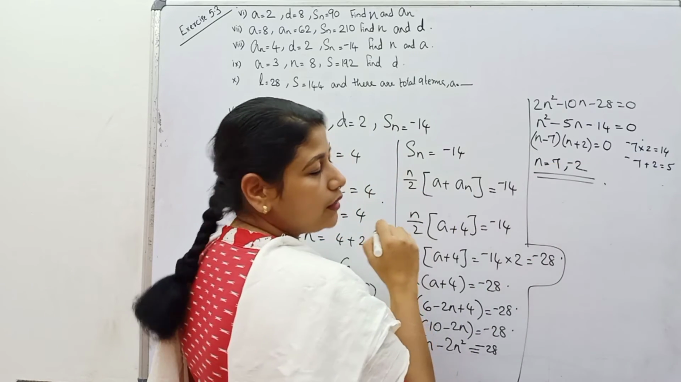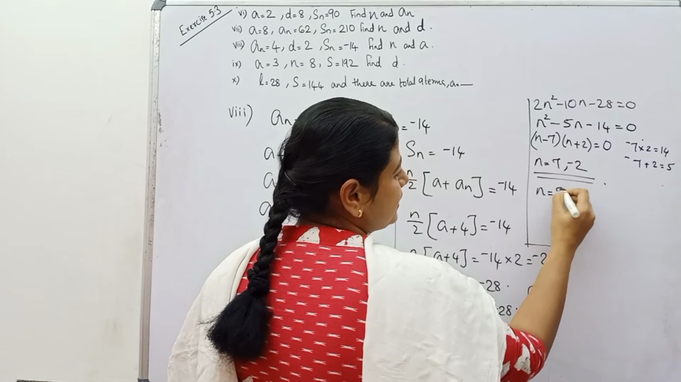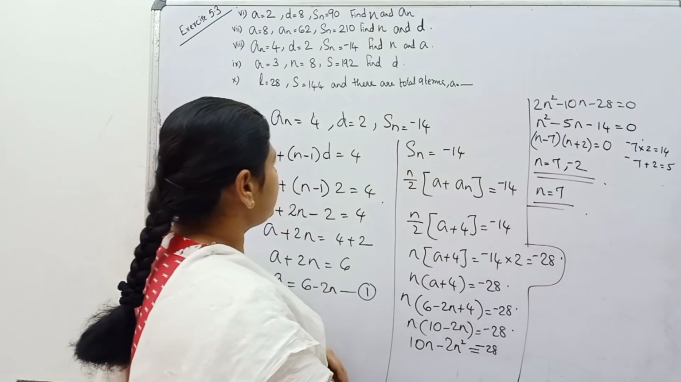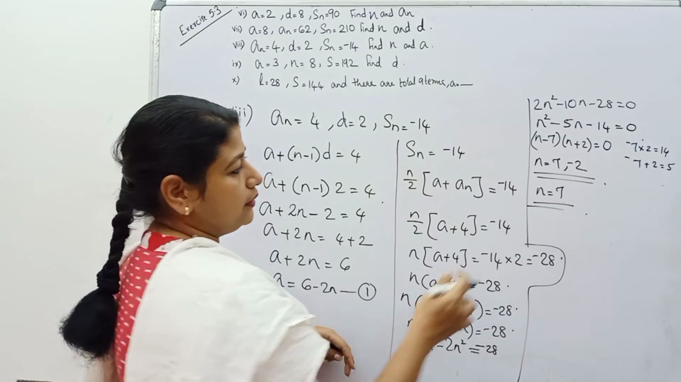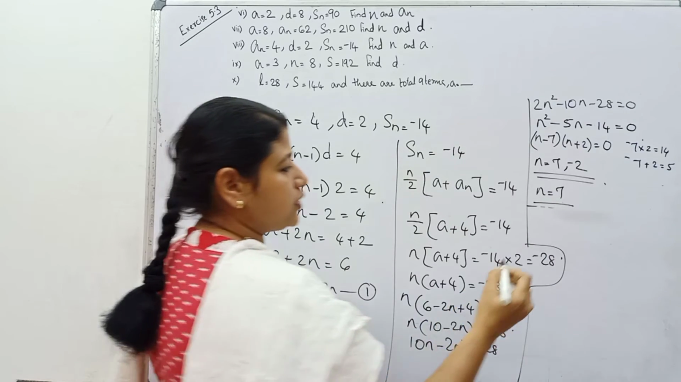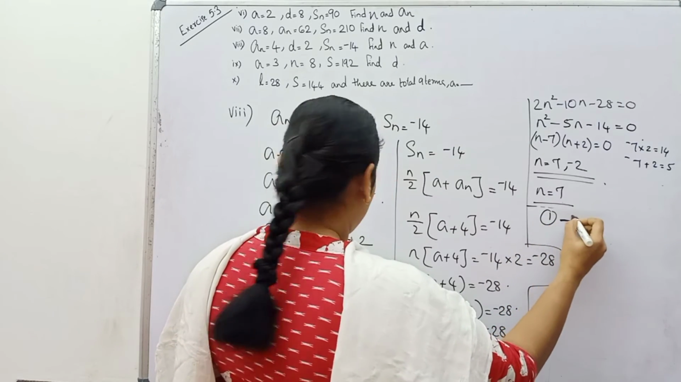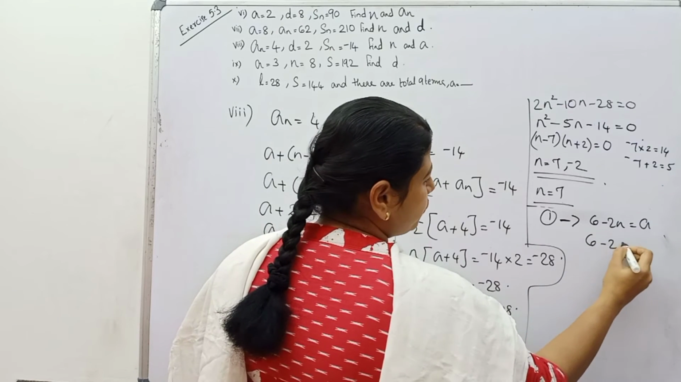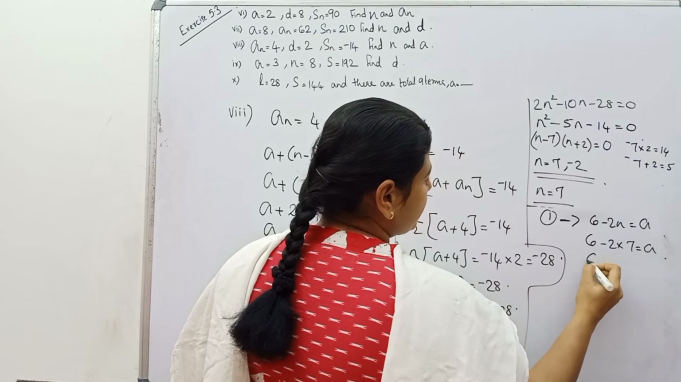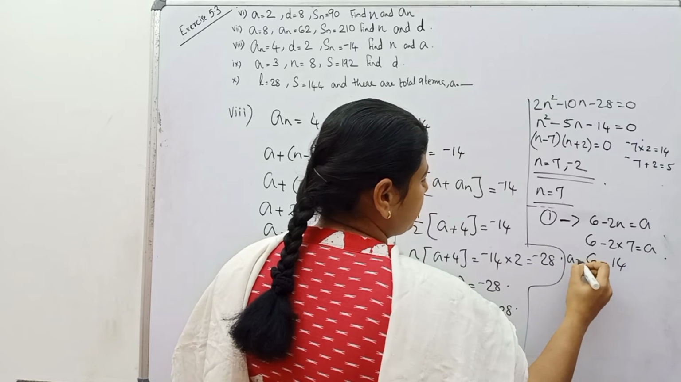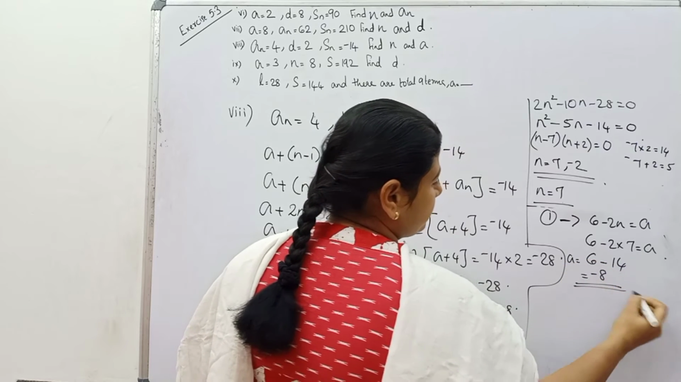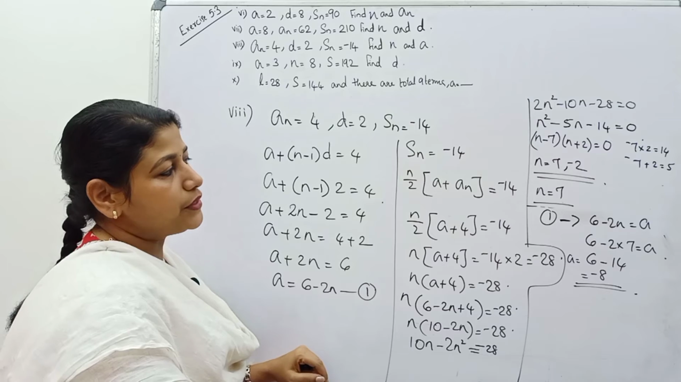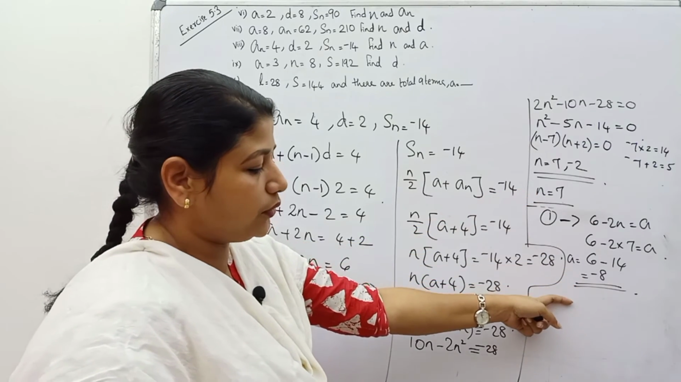But n cannot be a negative number, so we will take n as 7. Now we have to find out a. We have the first equation, a equal to 6 minus 2n. So 6 minus 2 into 7 is a. That is 6 minus 14. a equal to 6 minus 14, which is equal to negative 8. So n equal to 7 and a equal to negative 8.